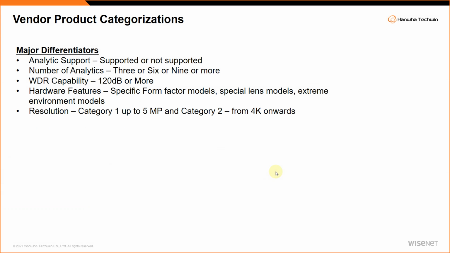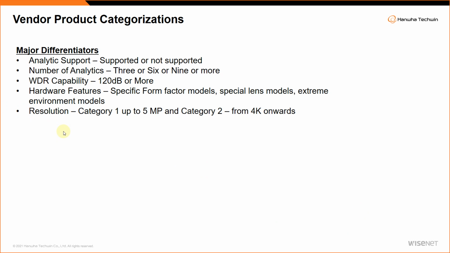Next is vendor product categorization. When you approach any vendor, the common mistake today is that there are different series for any vendor. They have high end, they have a mid range, they have low end, they might have another intermediate range. But what's the common mistake today?